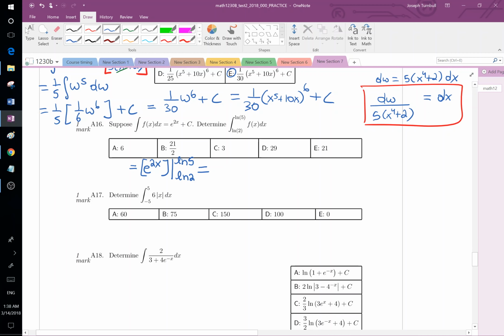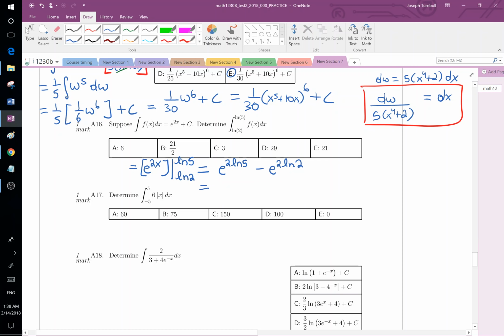This is not saying the antiderivative of e to the 2x evaluated from ln 2 to ln 5. This f of x that's in there is not e to the 2x. It's a mystery function. We could find it fairly easily, but we don't need to. Anyway, now plug in the bounds. So e to the 2 and x gets replaced by ln 5, minus e to the 2 and x gets replaced by ln 2.